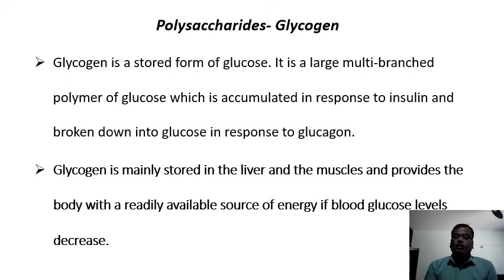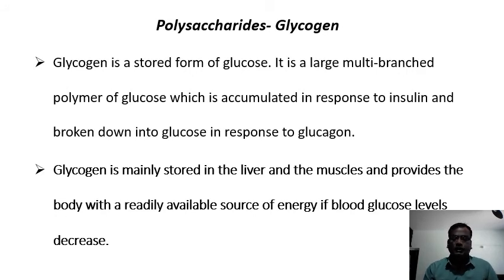So glycogen is the stored food material of animals, and it is almost similar to starch in its constitution. It is also made up of glucose units only. It is a homopolysaccharide, and this can be considered as the stored food material of animals.